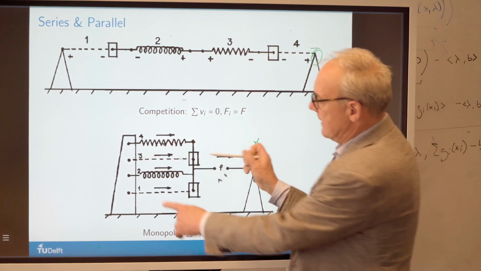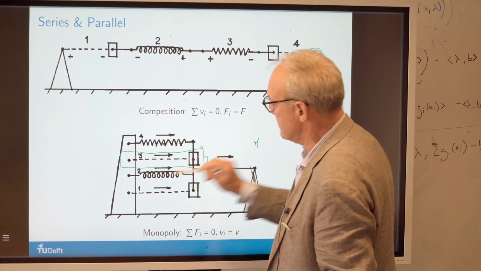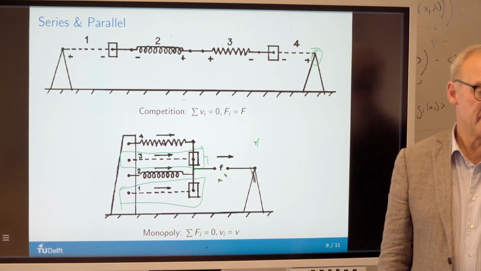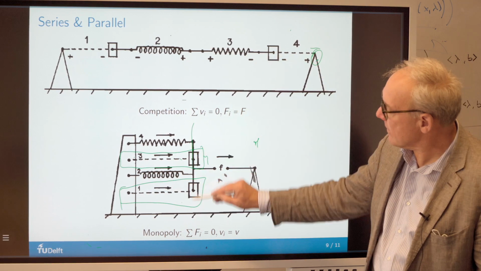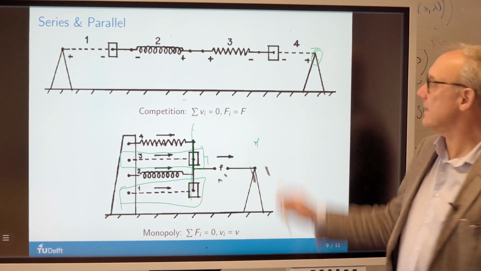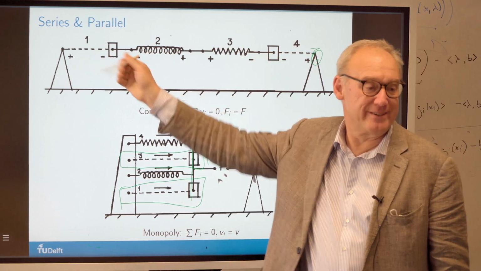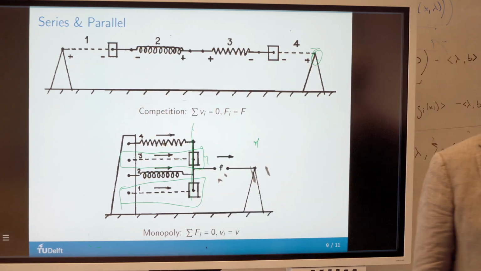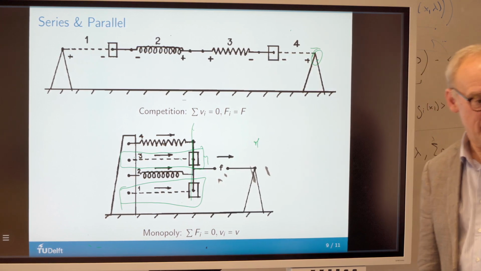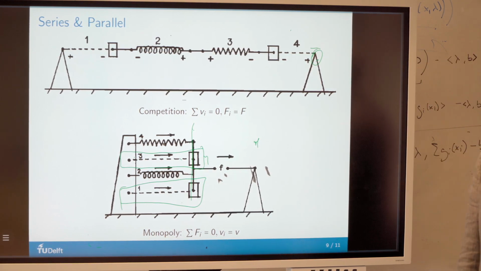You see, he nicely draws it in parallel, like these. So all these things have the same velocity here, once you do them in parallel. And when they're in series, they all have the same force. That's all that's going on here, right? So you just add.